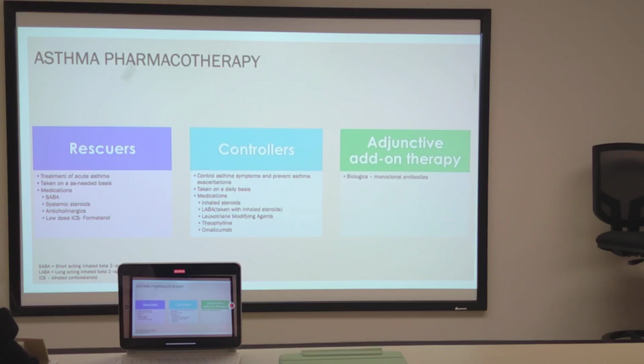So I just want to mention, this isn't on the slide, but sometimes some people refer to these therapies as SMART treatments or MARTs. So GINA, the GINA guidelines, they refer to it as SMART therapy, and then the EPR-3 guidelines refers to it as SMART therapy.